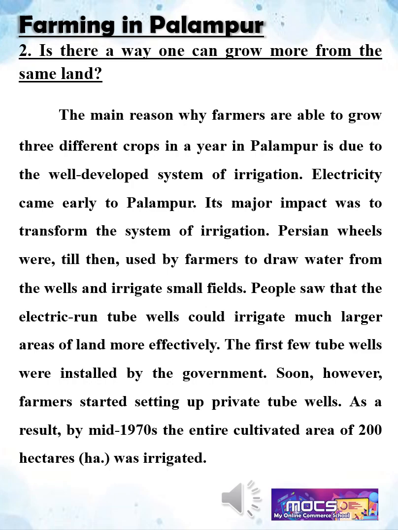The first few tube wells were installed by the government. Soon, however, farmers started setting up private tube wells. As a result, by mid-1970s, the entire cultivated area of 200 hectares was irrigated.